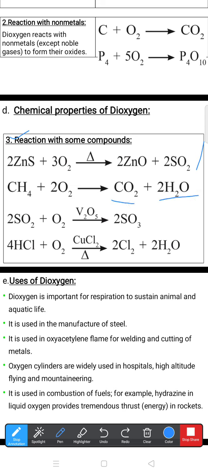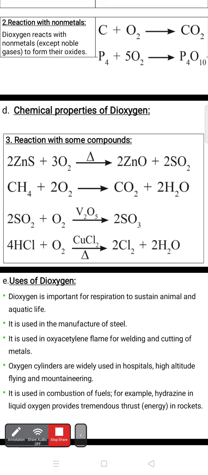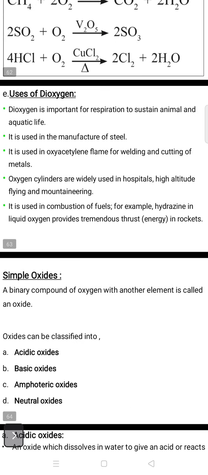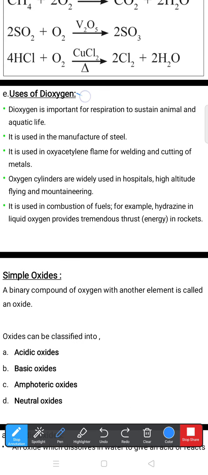Then 2SO2 plus O2 in presence of V2O5 catalyst, means vanadium pentoxide catalyst, gives 2 molecules of sulfur trioxide. Then 4 molecules of HCl plus O2 in presence of copper chloride catalyst, by heating, gives 2 molecules of chlorine and 2 molecules of water. So these are the reactions of these elements and compounds with oxygen, and they give a particular product along with some byproducts.